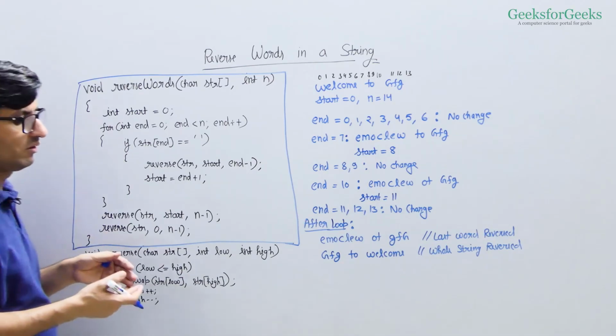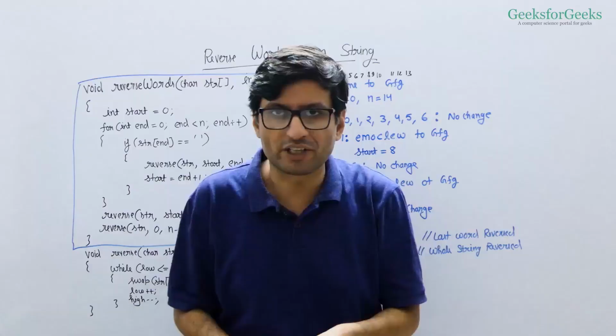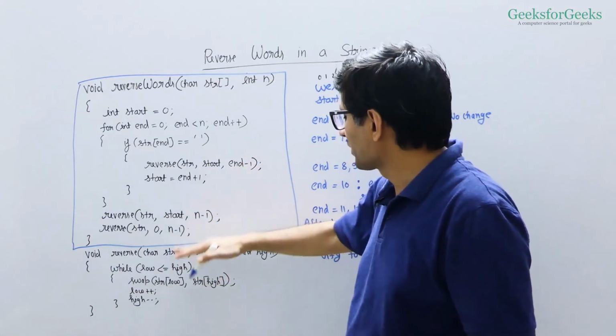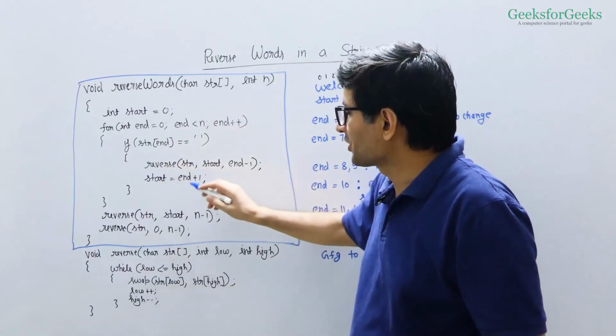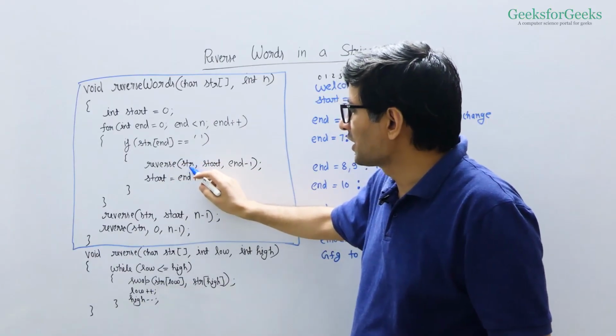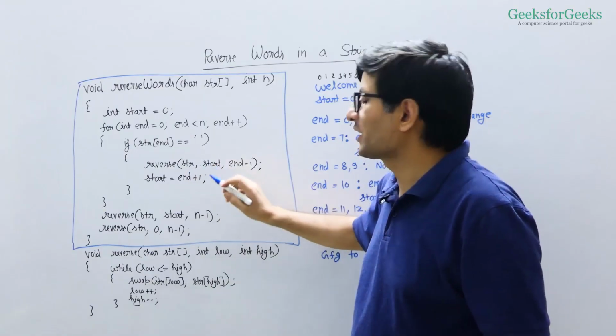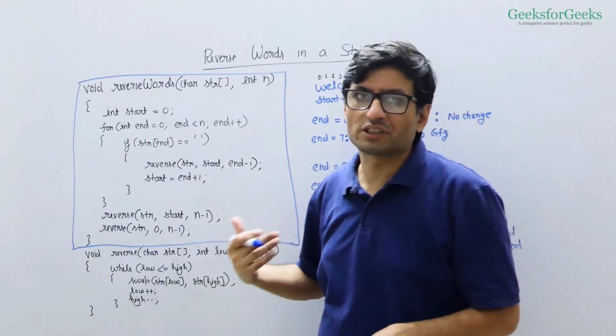You can call the reverse function by passing iterators. For example, instead of making my own reverse function and calling it here, I can pass str plus start as the first iterator, and str plus end as the other iterator, and it will reverse the string.